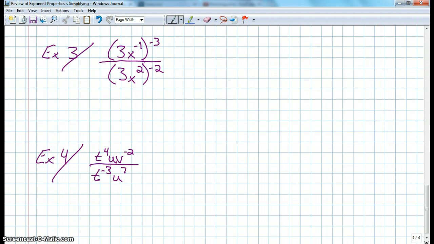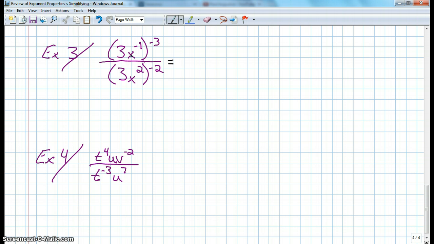All right. Pause it or rewind it if you need to look at those examples again. The next two, I want you to jot down in your notes and try on your own. We have 3x to the negative 1st to the negative 3rd divided by 3x squared to the negative 2nd, and t to the 4th u v to the negative 2nd over t to the negative 3rd u to the 7th. Go ahead and pause the video, try them on your own, then push play when you think you're ready to take a look.